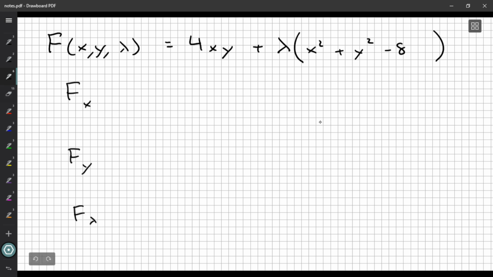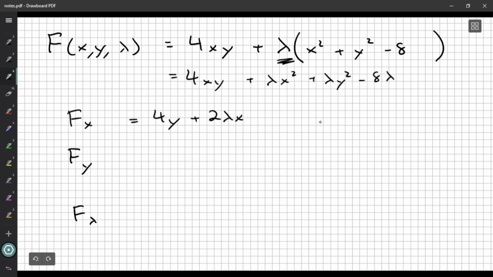Some people get very comfortable with this and can start taking partial derivatives in their head. But if you need to, you can, of course, expand this out, and expand the lambda everywhere, just to make things a little easier to see. Sometimes it's hard to differentiate inside a bracket, and you forget to add the lambda in. So if you need to, you rewrite. Deriving with respect to x, we get 4y plus 2 lambda x. This 2 will come down out front, and everything else has no x's in it, so it stays constant.